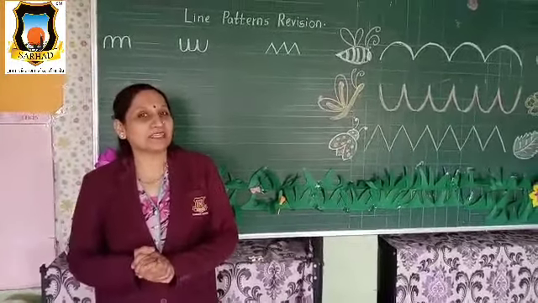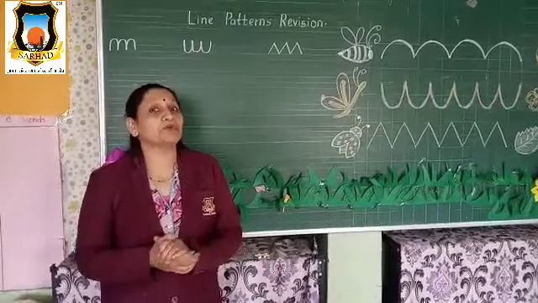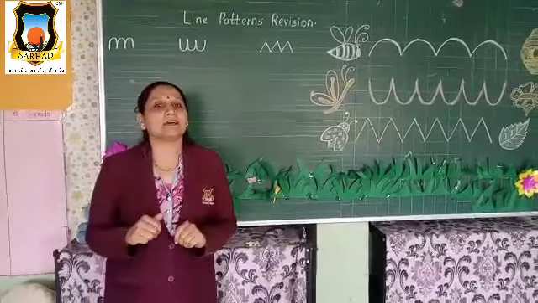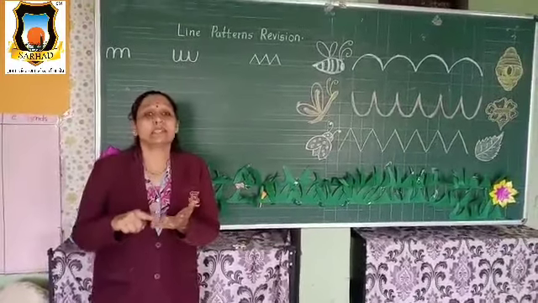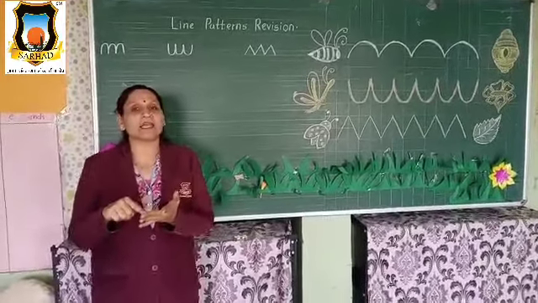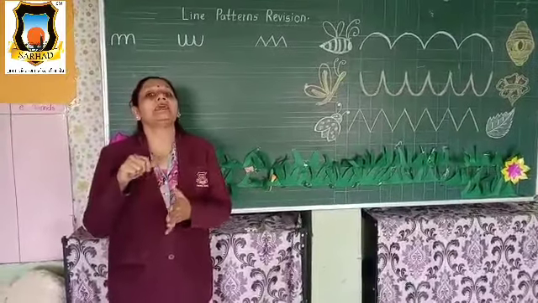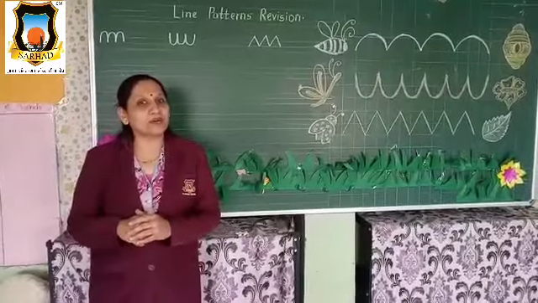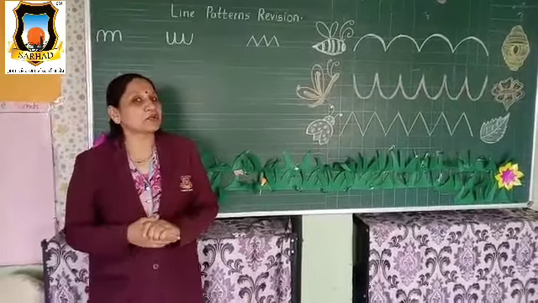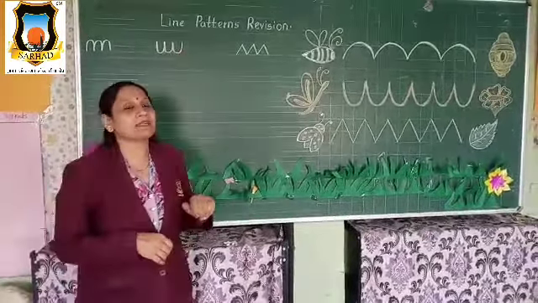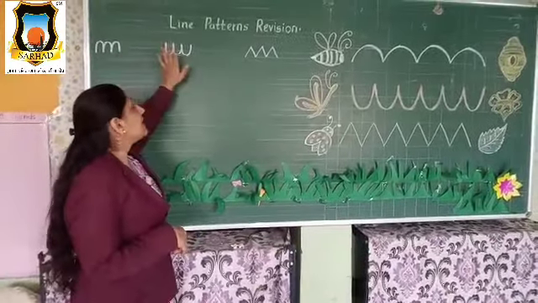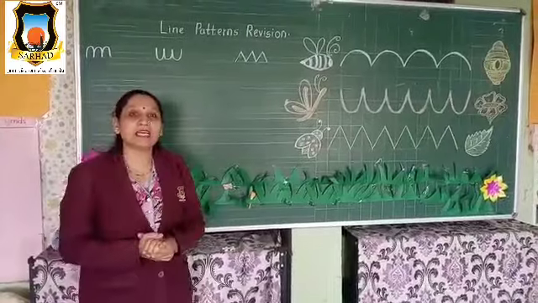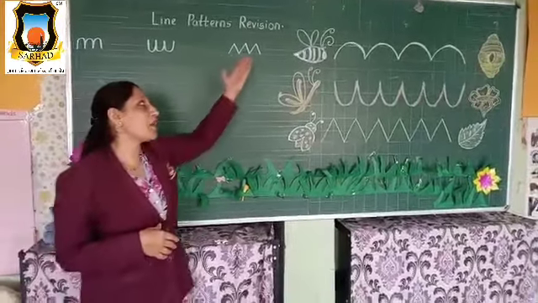Okay. So children, today I am going to teach you the remaining line patterns because we have already learned standing line, sleeping line, left slanting line, right slanting line, left half circle and right half circle in the last video. So now I am going to teach you the remaining line patterns: humpty line, bumpety line and up and down. Okay, so let's see what I draw on the board.